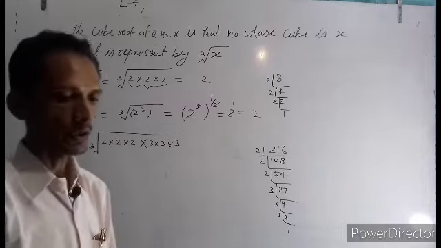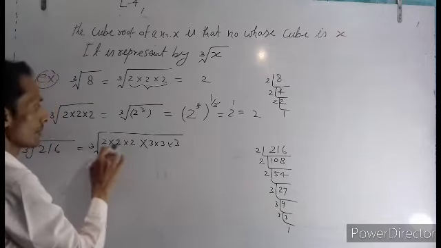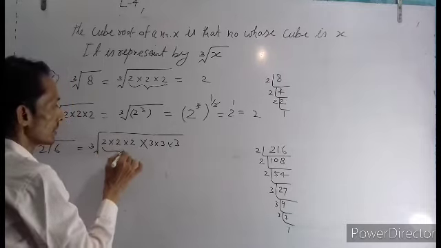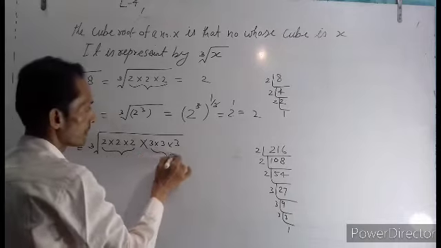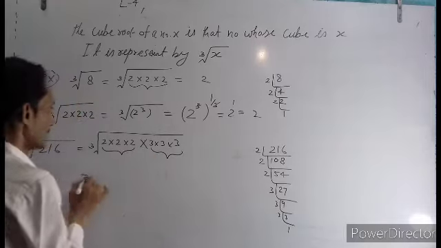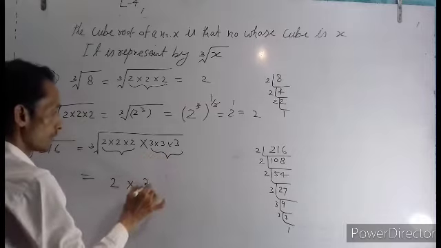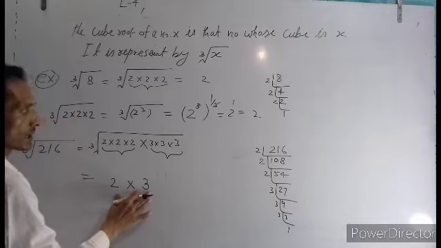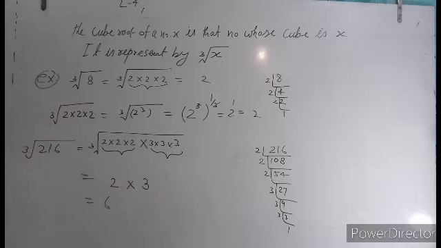Second step: make groups in triplets of the same prime. The same prime here is 2, and the same prime 3. Triplets mean 3 numbers: a triplet of 2s and a triplet of 3s. So 2 and 3 come outside, and the product is the required cube root. The product of 2 and 3 is 6. So you can see that 6 is the cube root of 216.